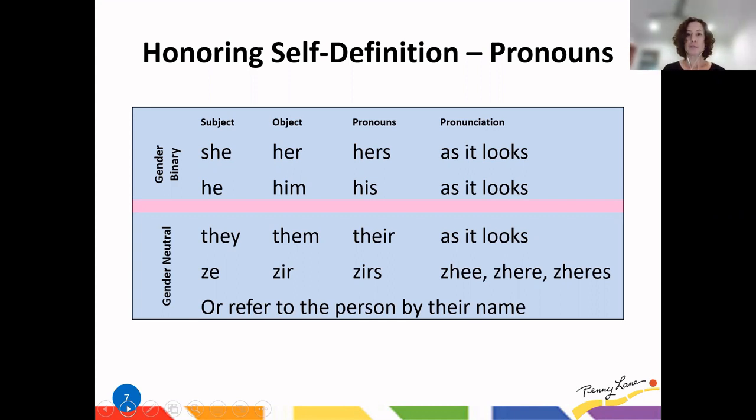If you don't know somebody's pronouns, you can do a couple of things. You can use they pronouns until you figure out what pronouns they go by. You can refer to them by their name, or you can pull them aside privately and ask them, hey, what are your pronouns? Another thing you can do is introduce yourself with your name and your pronouns, and they'll oftentimes reciprocate with their name and their pronouns.